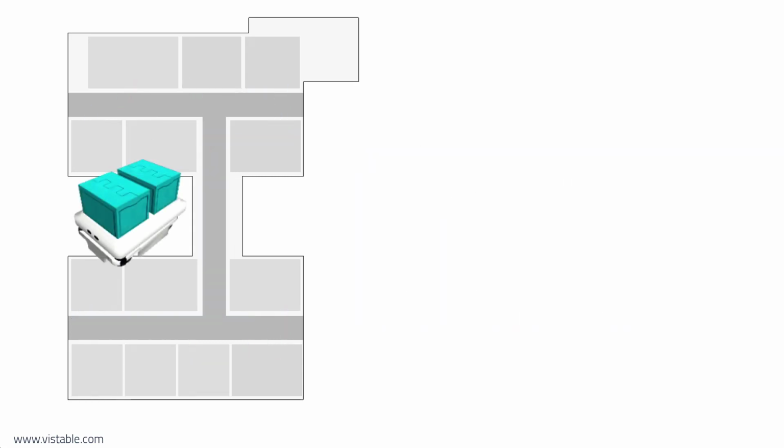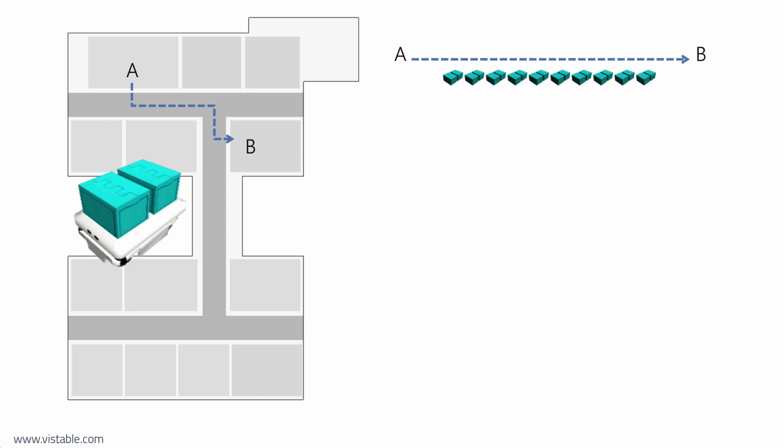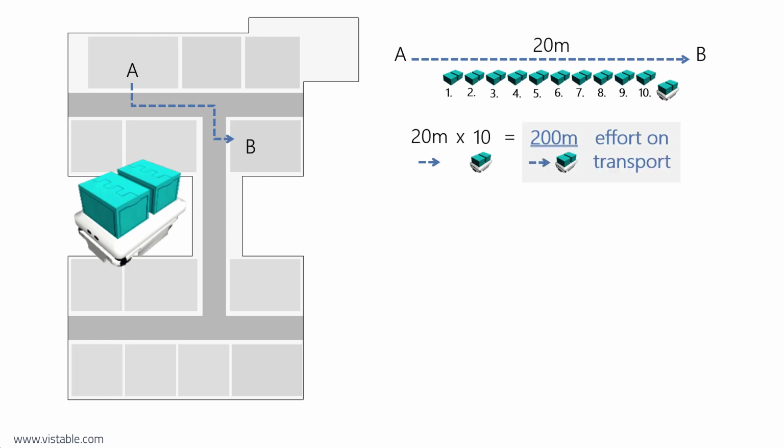Take an AGV, for example. The AGV can carry 2 boxes per trip. Between area A and area B, 20 boxes must be transported. This results in 10 necessary transports. The distance between area A and area B is 20 meters. The transport effort required is determined by the distance and number of transports. In this case, this would be 10 transports multiplied by 20 meters, that means 200 meters in this example.